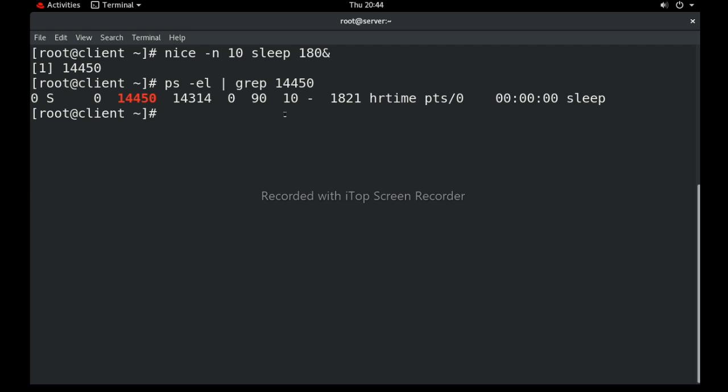As you can see here, the nice value has been set to 10, which has set the priority value to be 90. Now in this case, the priority of the process is very low. In order to increase the priority of this same process, we can use renice followed by the nice value followed by the process ID.